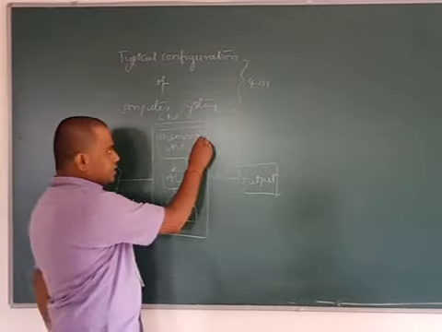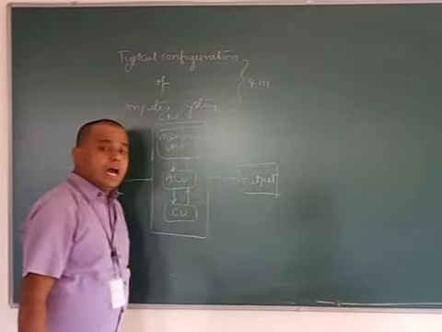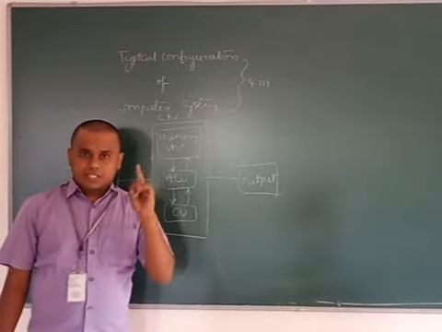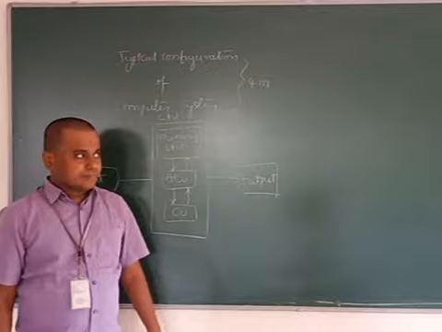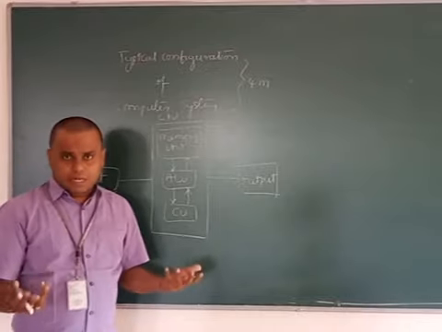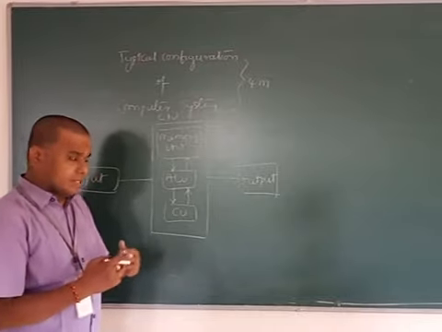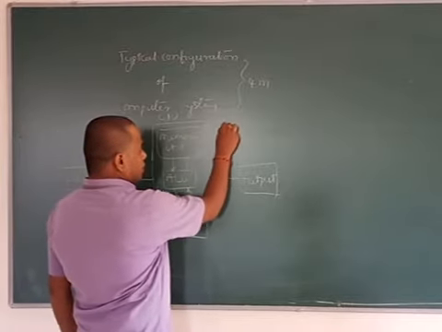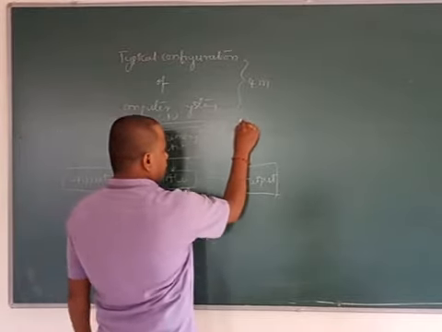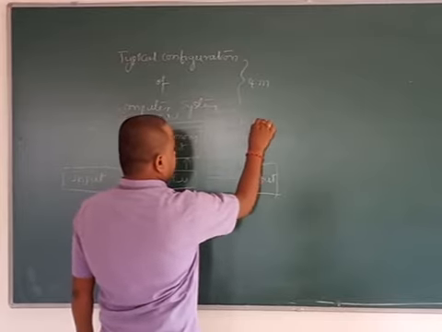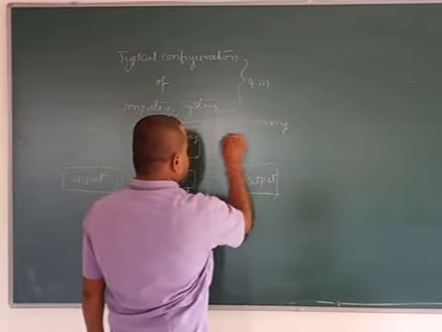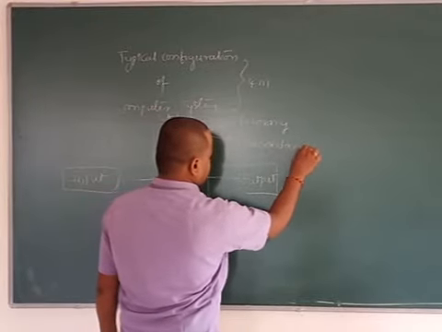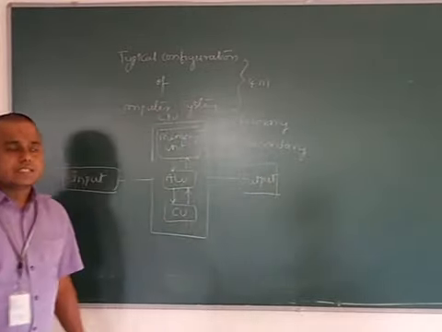The memory unit is basically designed to record the data. As I said earlier, the primary memory is designed to record the data, and the data can be in any format. This memory unit is available in two levels: one is primary memory, the second one is secondary memory.